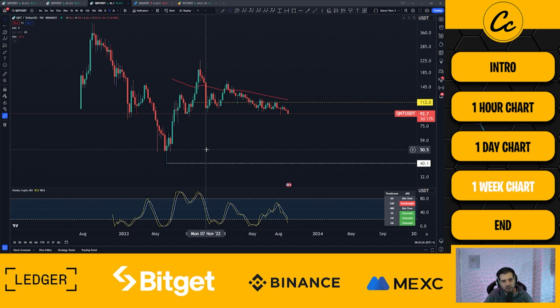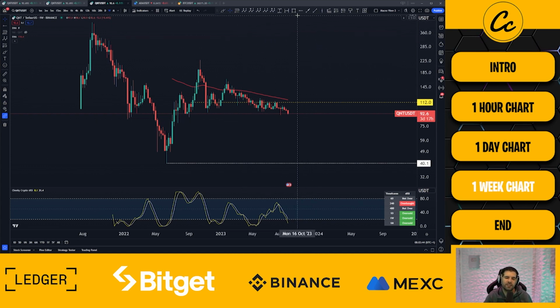And I do think that the low for Quant, or the bear market bottom, is in for Quant. I do not see Quant going down lower than $40. And I do think we're just in this corrective pattern here, looking at good areas of support to be found so that we can continue the run to the upside.